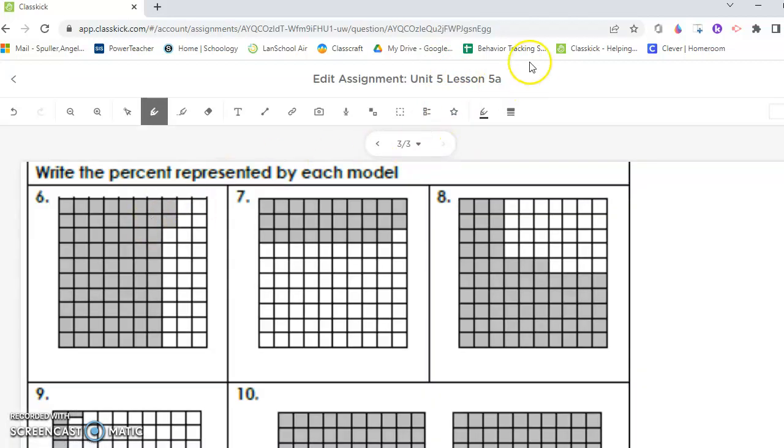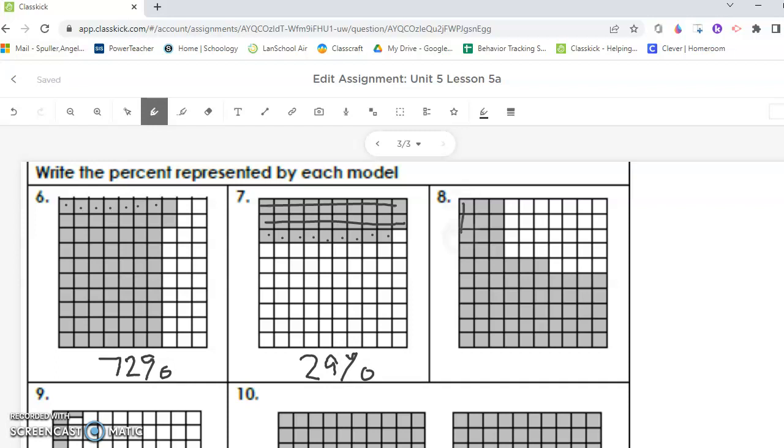All right, so let's count. We have 1, 2, 3, 4, 5, 6, 7 tens. So we have 7 tens and 2. So we have 72. All right, we have 10, 20, 21, 22, 23, 24, 25, 26, 27, 28, 29. Oh, you know what I forgot to do? Put percent behind it.